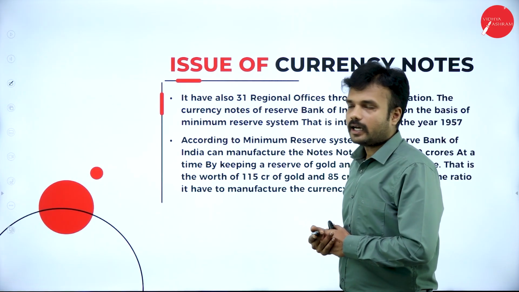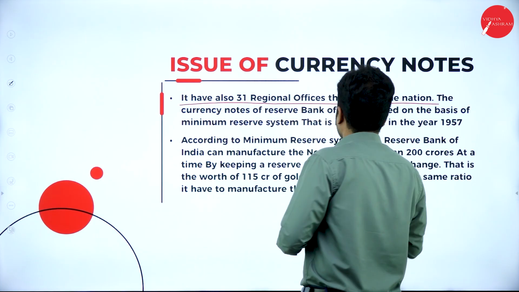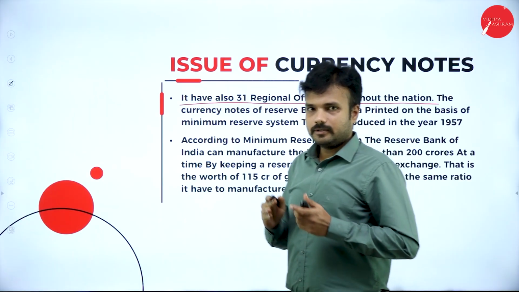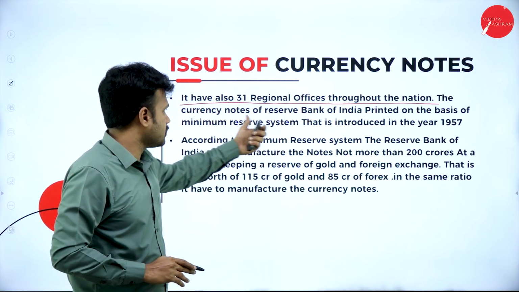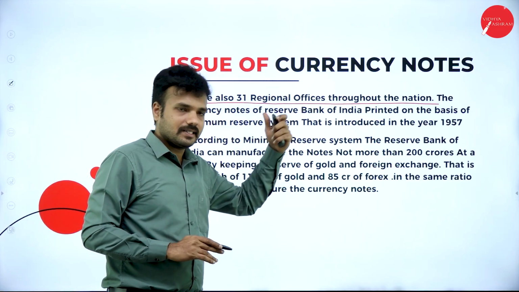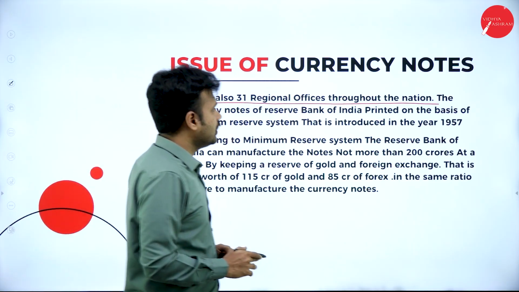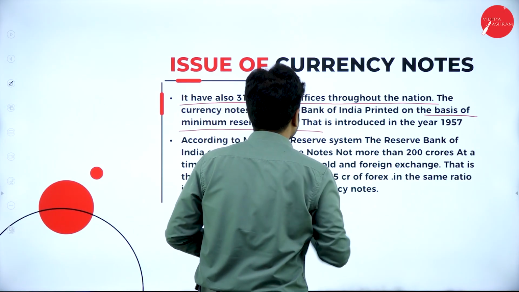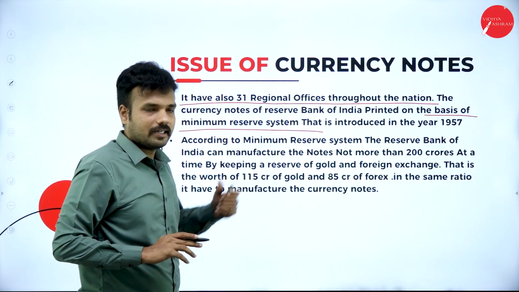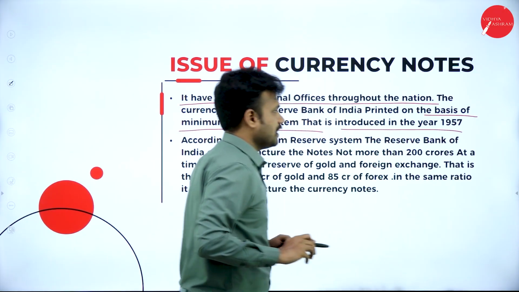The Reserve Bank of India also has 31 regional offices throughout our nation. So in 4 places the printing happens, but the regional offices are in 31 places in our nation. The currency note that is printed by the Reserve Bank of India is printed on the basis of the minimum reserve system, right? So what is this minimum reserve system? That was introduced in 1957, right?